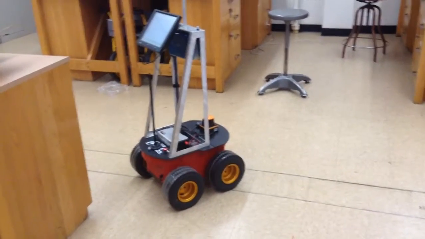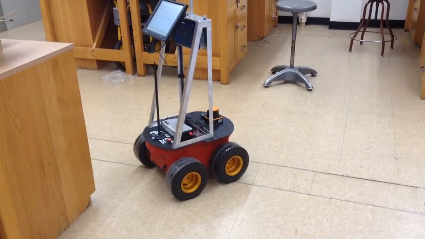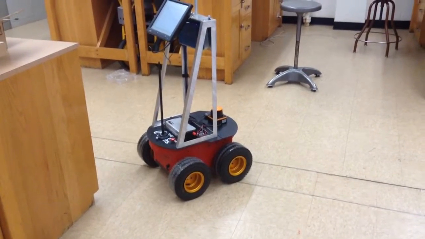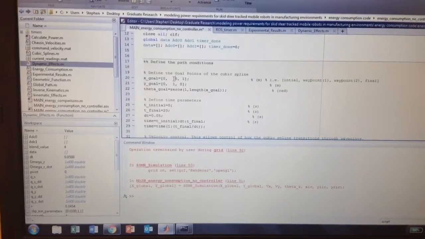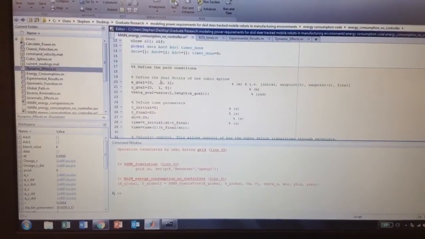All right, so I'm going to do a quick demonstration of my MATLAB code controlling this Pioneer AT through ROS. So I'm going to be publishing command velocities and subscribing to torque data at the wheels. I'm going to run my code.